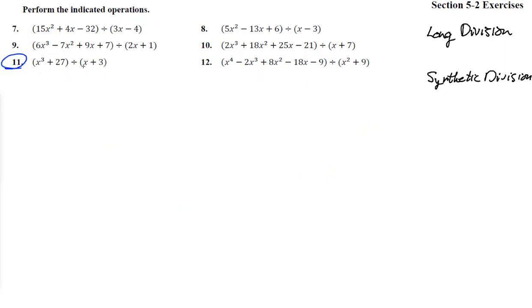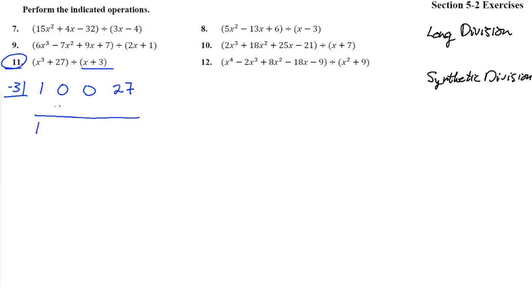We get to use synthetic division on this one. So we get a negative 3 right over here. And then with the coefficients, we need the x cubed is a 1. The x squared is a 0. The x is a 0. And then the 27 is here at the end. Make sure you fill in those missing terms. So that guy comes down as a 1.